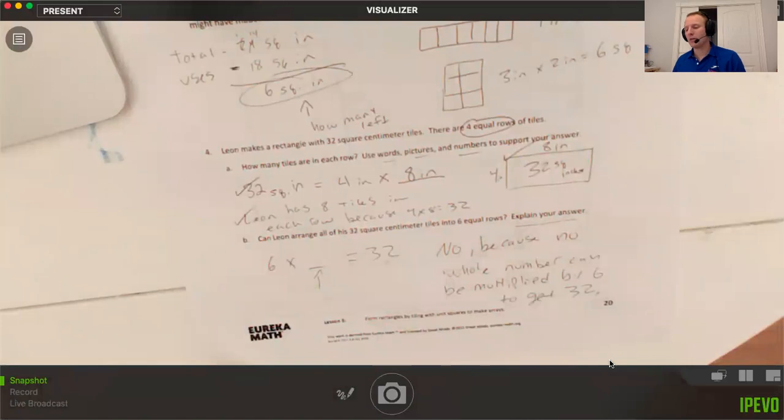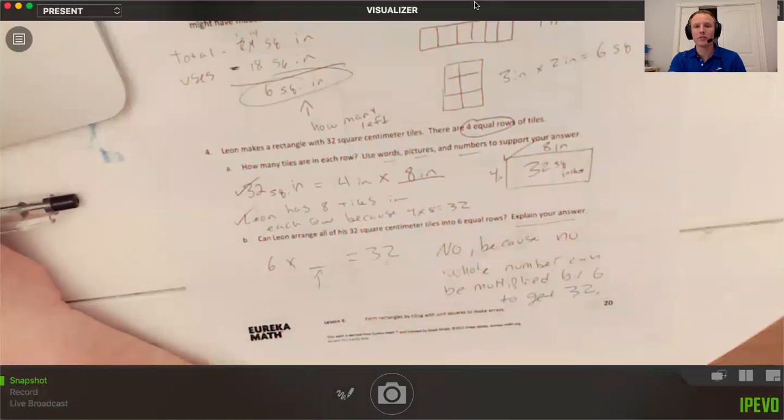All right, guys, you know you're doing awesome. I'm really proud and impressed with all the work that you're doing with area, and especially now that we're using our multiplication and division skills to help us solve problems involving area. So keep up the good work and always ask questions if you have them.